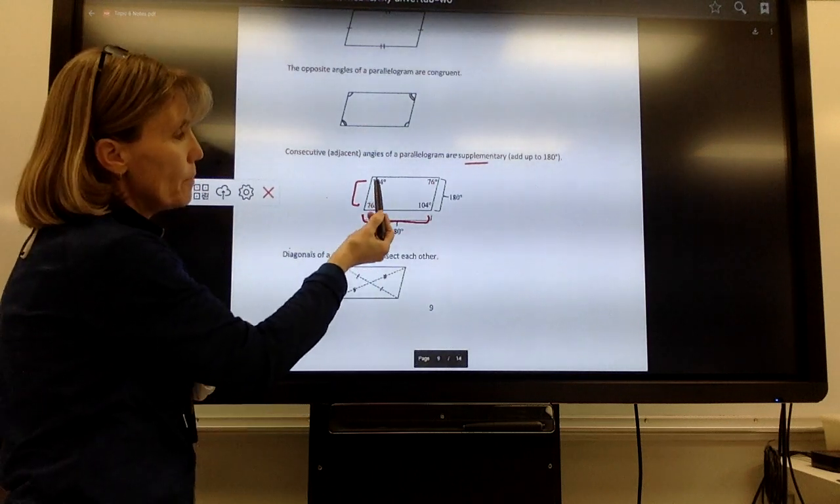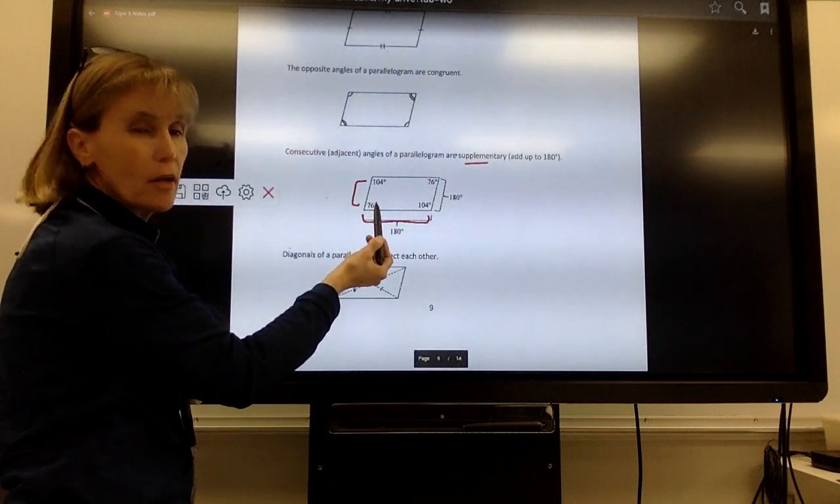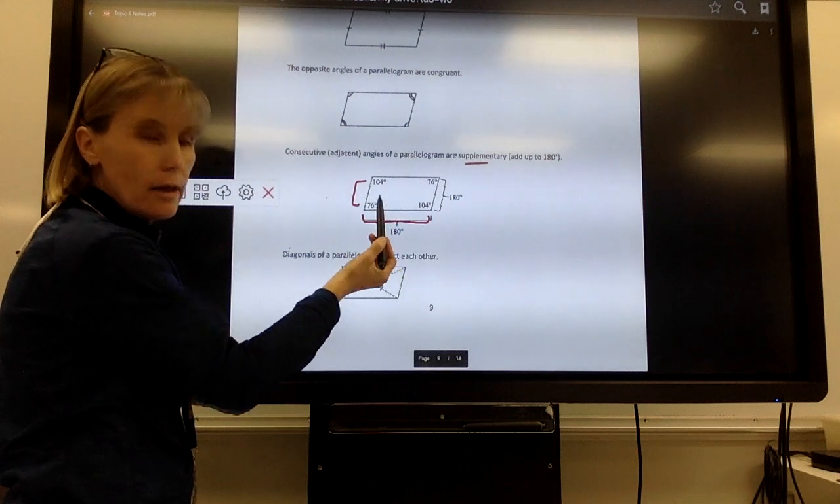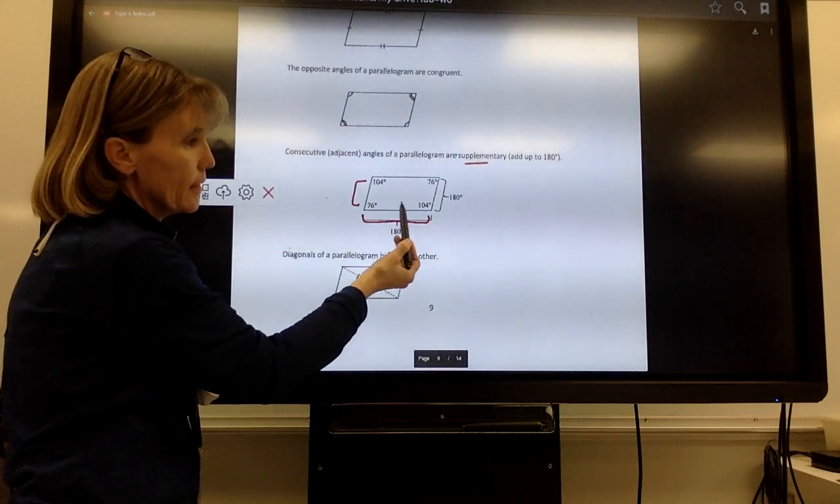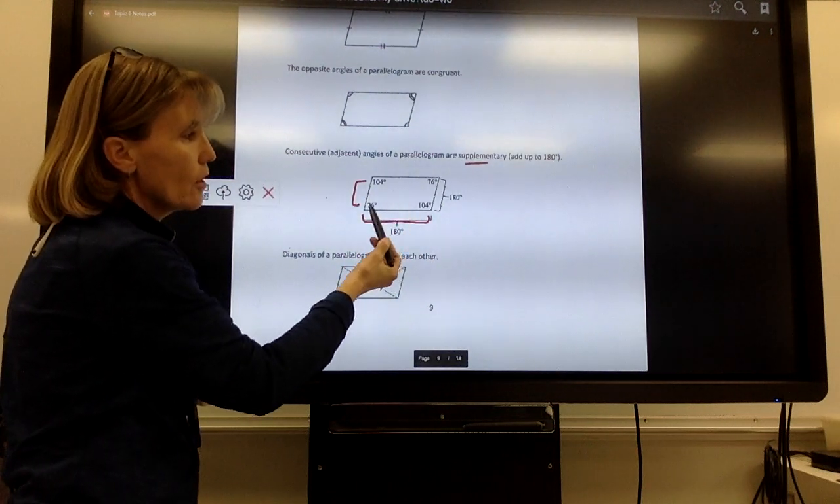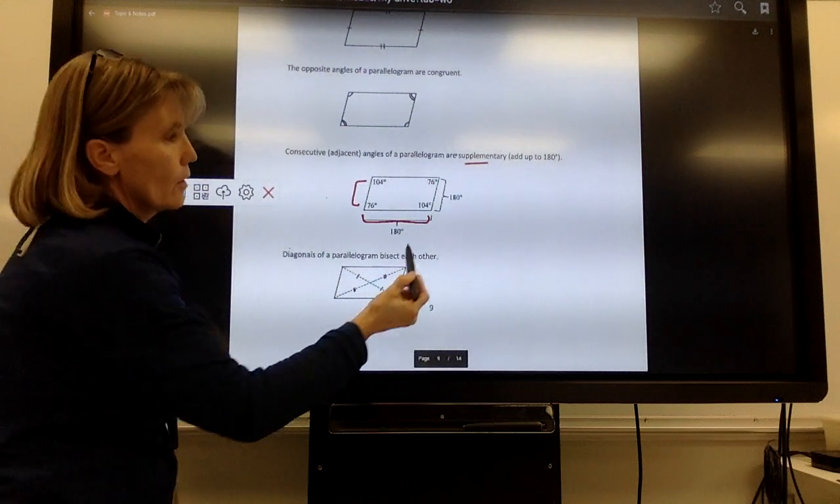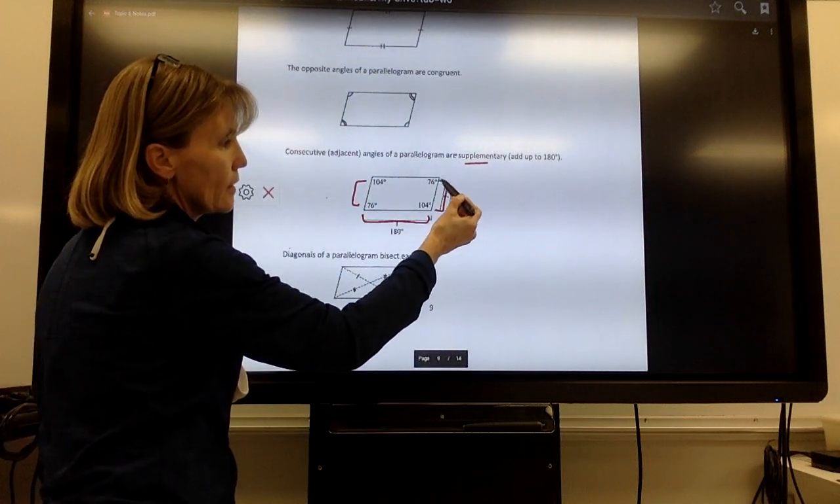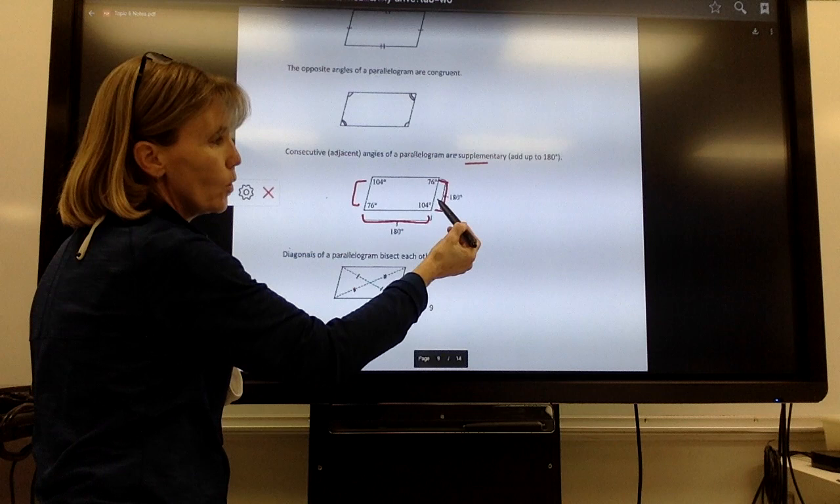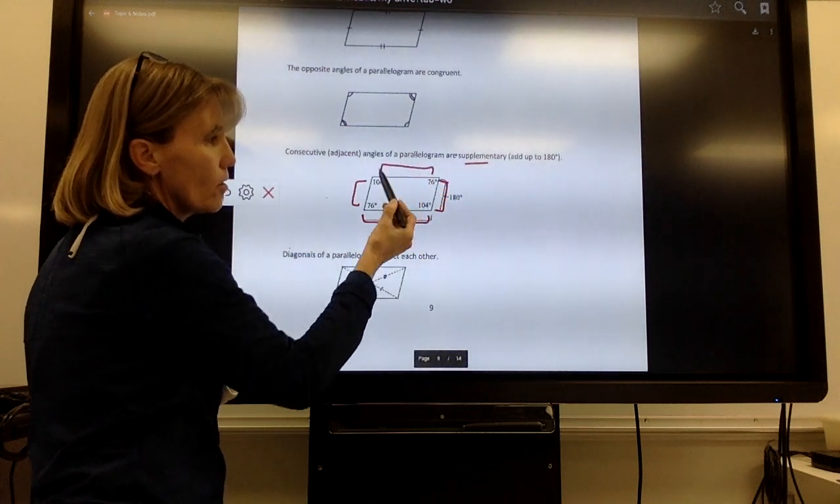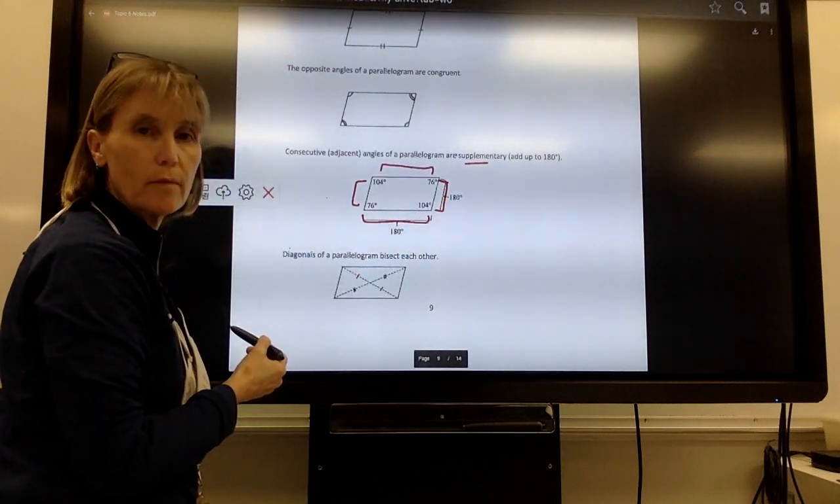So angles going up and down like this that are next to each other, they add up to 180. Angles that are side by side like this, these are still adjacent to each other, these are going to add up to 180. Okay, these are consecutive to each other. These two are going to add up to 180, and these here are consecutive. They're going to add up to 180.